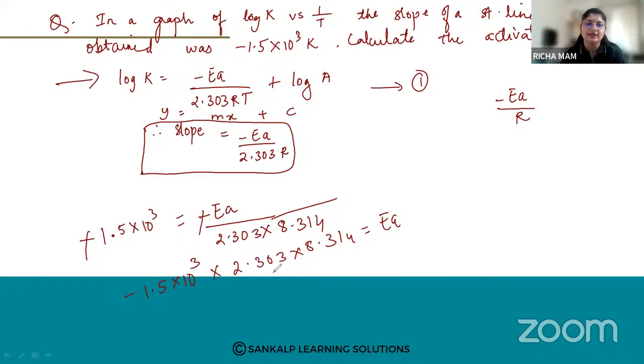Minus minus gets cancelled here. So what are you getting for EA? 28.72 kilojoules. Okay. Very good. So 28 kilojoules.